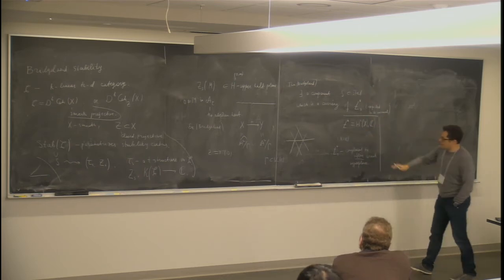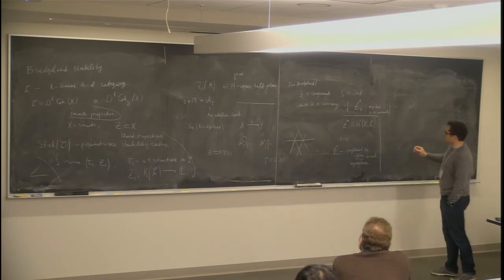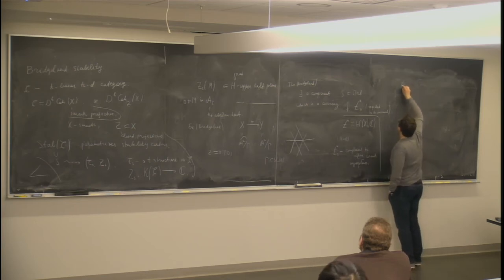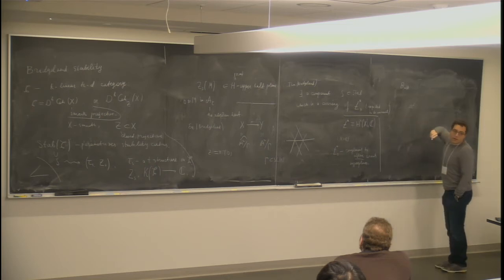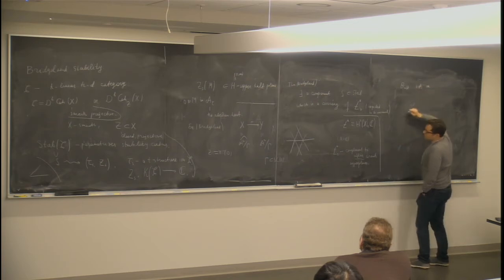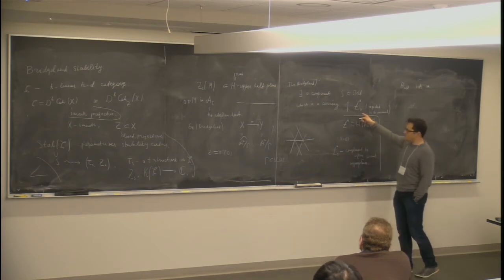But let me mention an important structure. There is this affine Bezrukavnikov action, and it acts on the universal covering by deck transformation. Also, it's compatible with this covering.